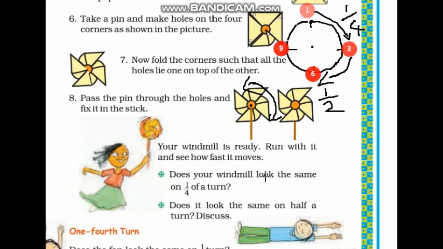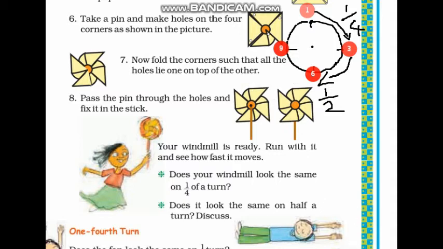And then the question is, does it look the same on half a turn? Discuss. If this windmill turns half a turn, that means from here to here. This is turning on 90 degree and this is turning on 180 degree. 90 plus 90, 180 degree. That means half a turn is equal to 2 1/4 turns. 1/4 turn, then 1/4 turn. So it will look the same on half a turn.